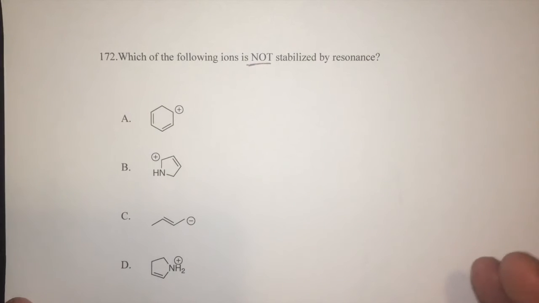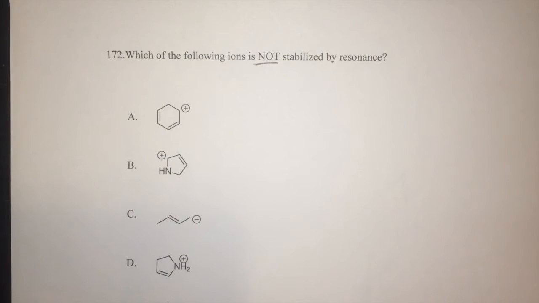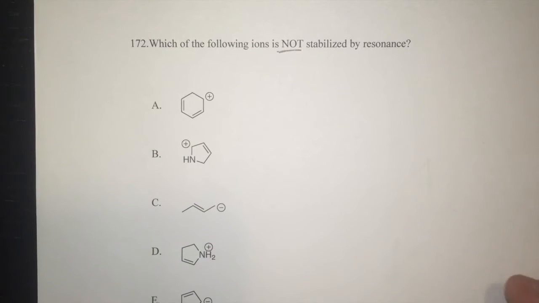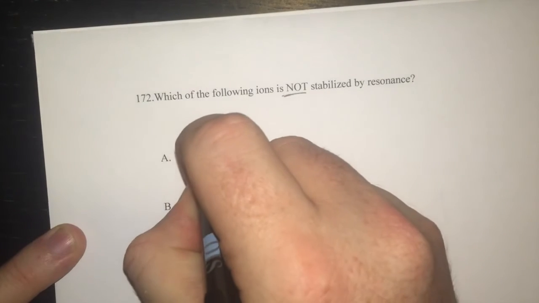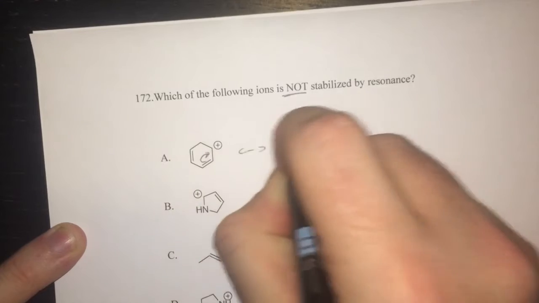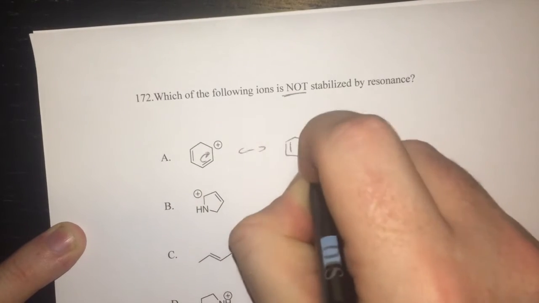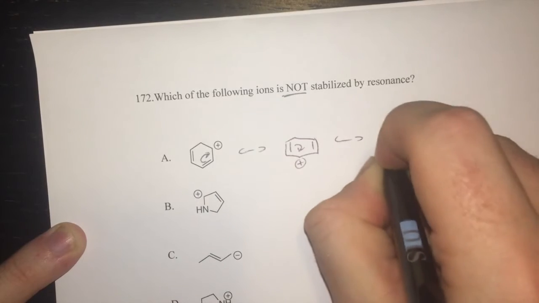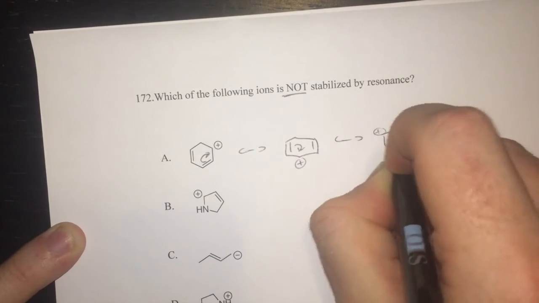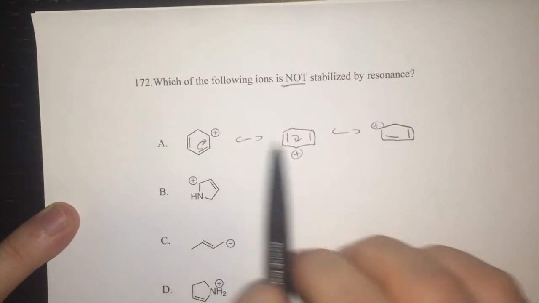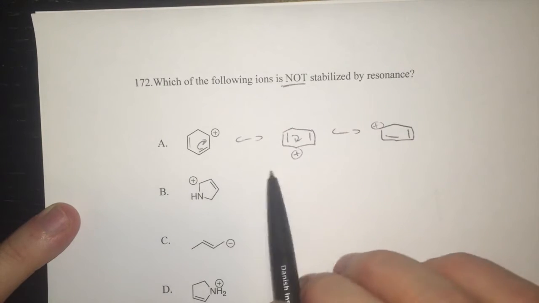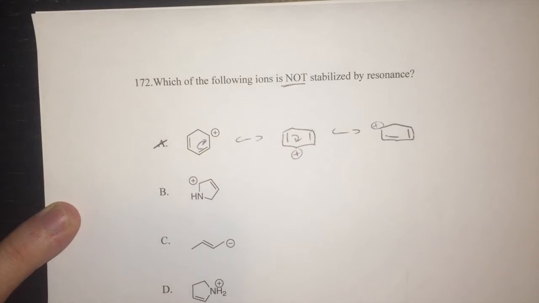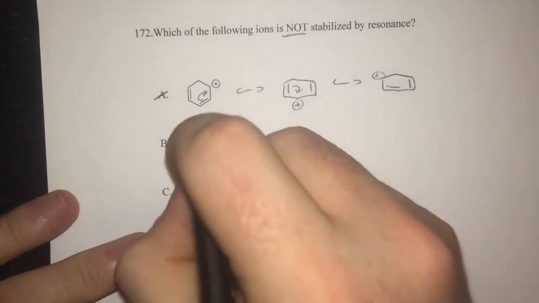So I think the best way to go about this is to just try to draw resonance structures for each answer and then ask yourself, which one is the answer from there. So if you look at A, you can very clearly see that we're going to draw a resonance structure like that, which gives us the plus charge there, and then we can do it again, and we get the plus charge there. So definitely A has the charge delocalized over 3 atoms, so therefore A is going to be stabilized by resonance, so A is out.